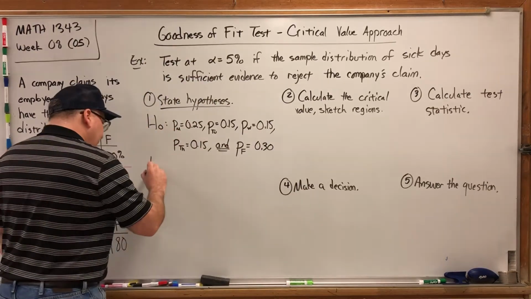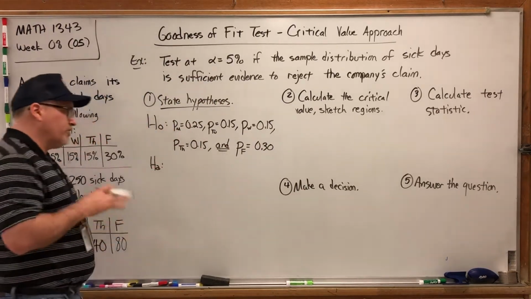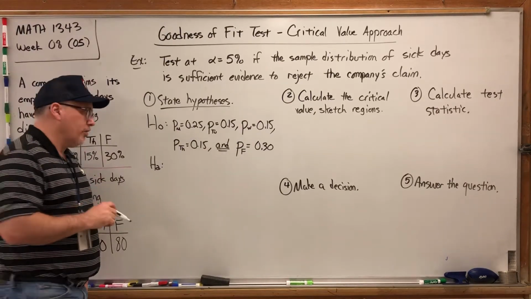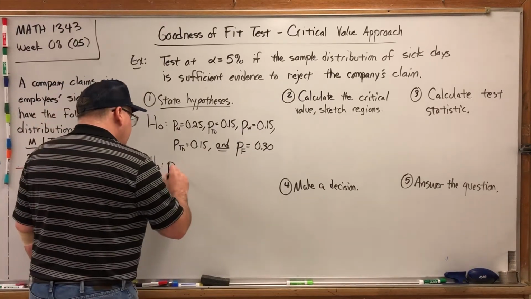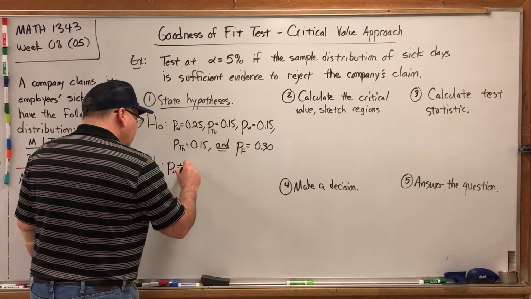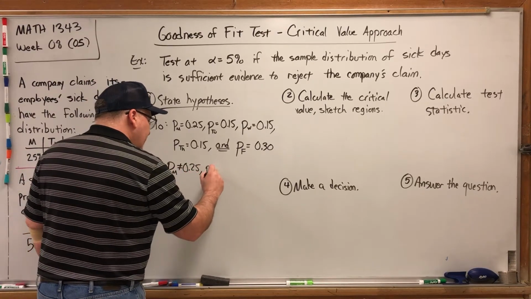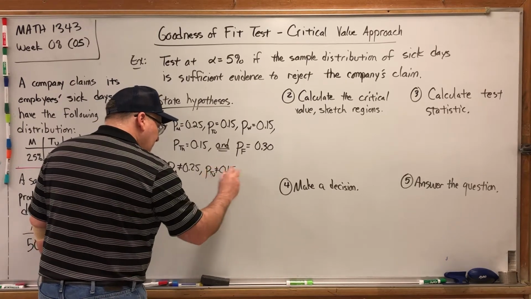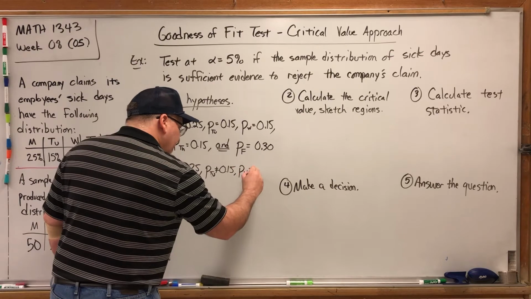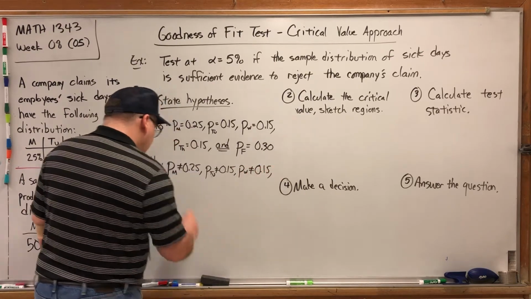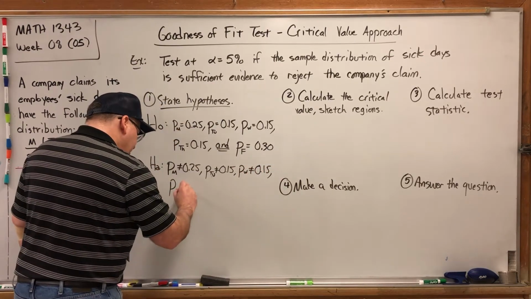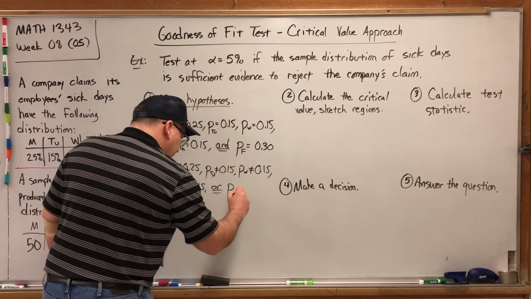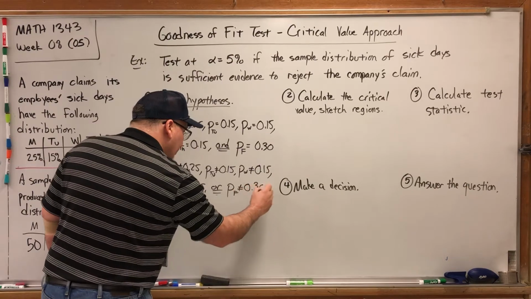And the alternative hypothesis, in terms of the specific proportions, all say not equal to, but have the word or. So PM is not equal to 0.25. P Tuesday is not equal to 0.15. P Wednesday is not equal to 0.15. P Thursday is not equal to 0.15. Or P Friday is not equal to 0.30.